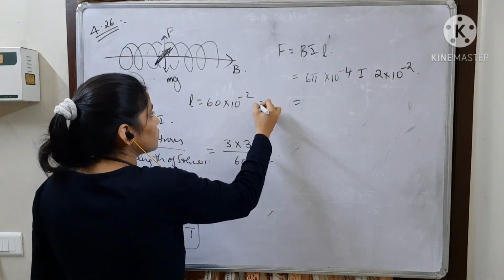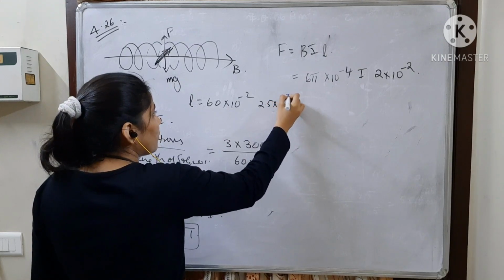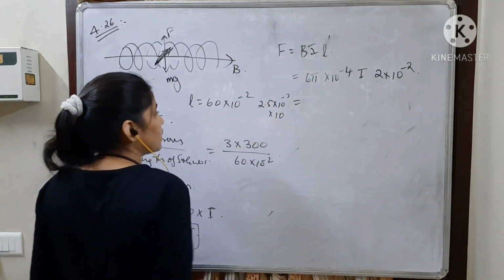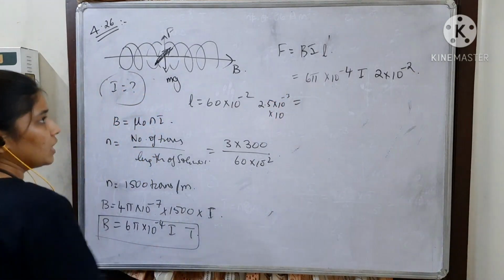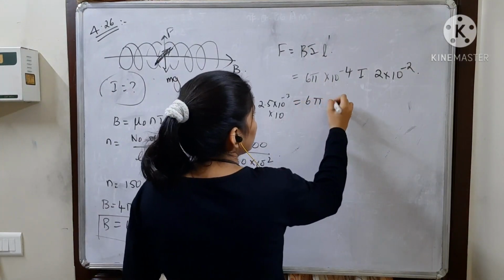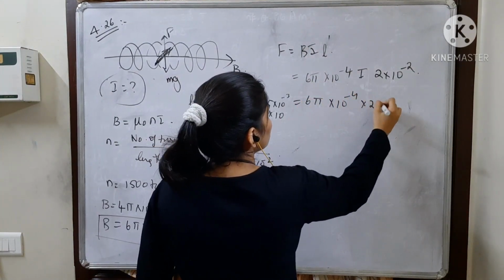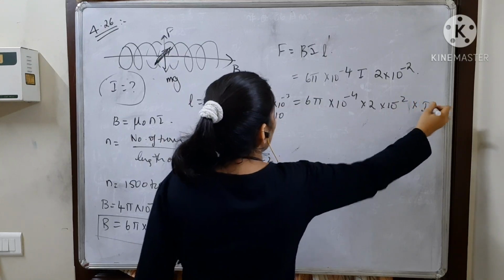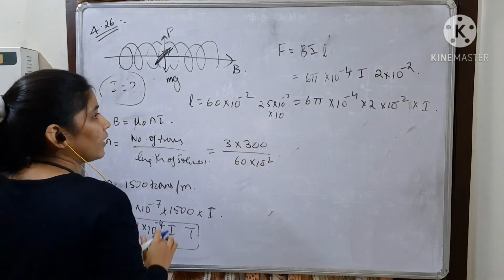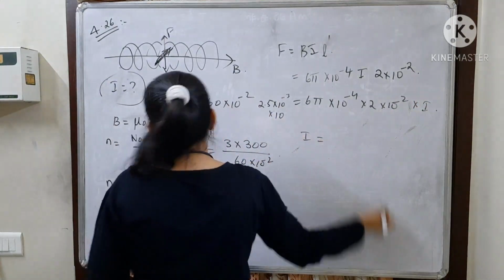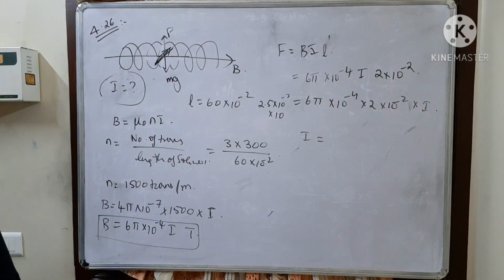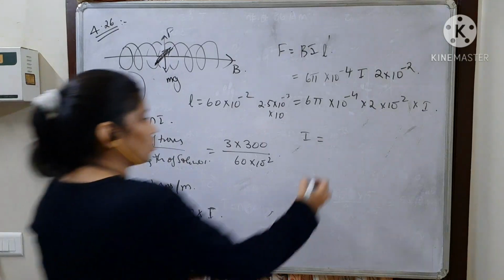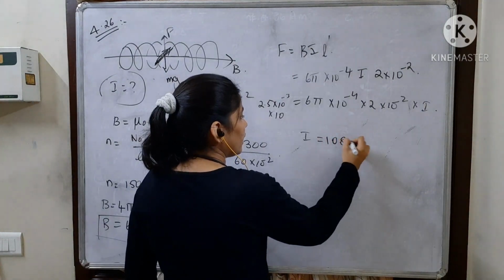So this should be equal to the weight of the wire. So that is equal to, what is that? 2.5 grams. So 10 power minus 3 into 10, that is the acceleration due to gravity. So this should be equal to 6 pi into 10 power minus 4 into 2 into 10 power minus 2 into I. So I is equal to this divided by this. So the final answer for I current is equal to 108.3 ampere.